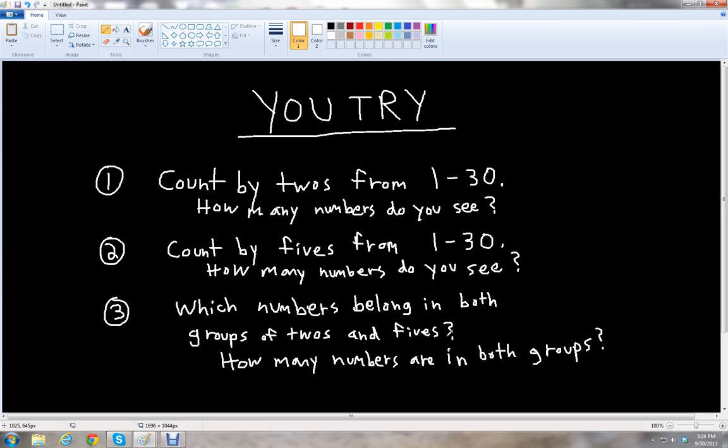Okay, so you want to look at your group of twos, those numbers, and then your group of fives, and see which numbers belong in both of those groups, the twos and the fives. And then I want you to count how many numbers are in both of those groups. So feel free to pause the video and try these problems, and even rewind the video a little bit if you want to watch on how to count by twos and by fives.